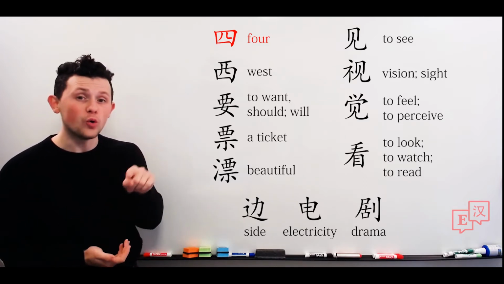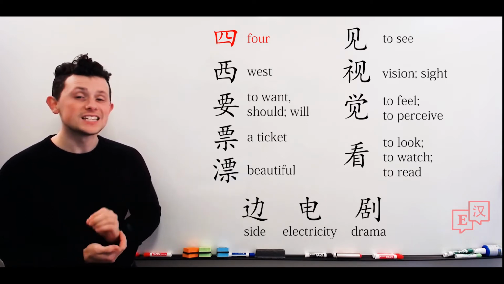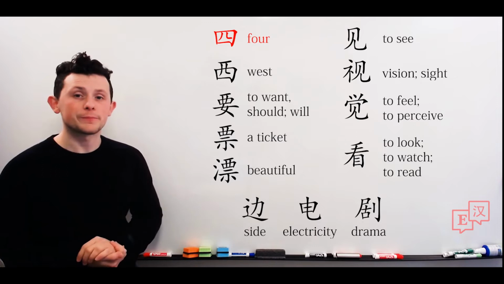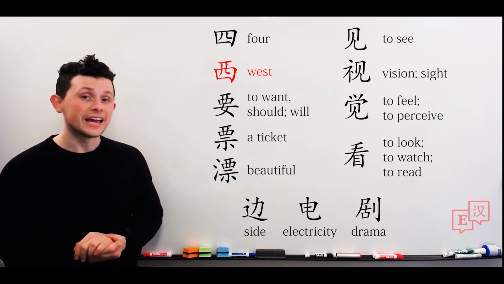今天我们要学12个很有用的字。第一个字四，四, not sa, not 四. This character means the number 4. We have a kou with an r, a child, inside. 四, the number 4.